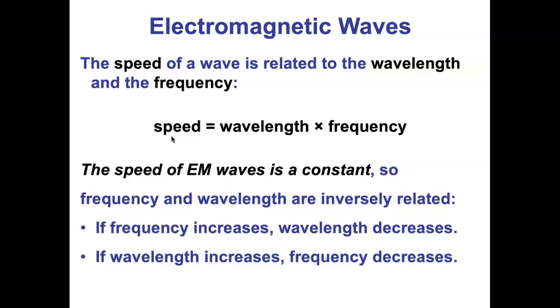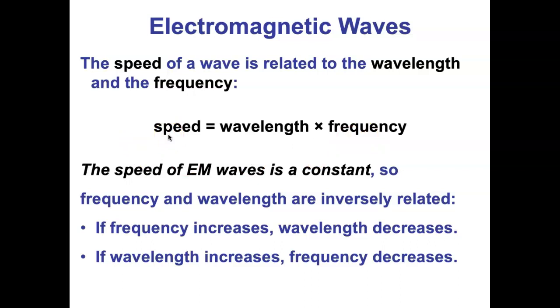So, because the speed of light is always the same, because the speed of light is a constant, this number doesn't change. What that means, though, is that wavelength and frequency are inversely proportional. If the wavelength goes up, the frequency goes down. If the frequency goes up, the wavelength goes down. If one goes up, the other one has to go down, so that wavelength times frequency always equals the same speed.